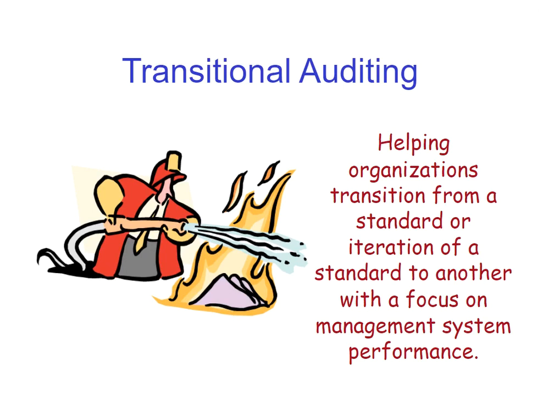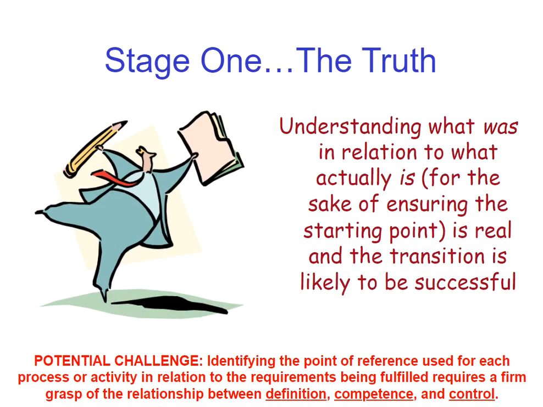So to help you work through this, I've broken this down into three different stages. The first one is stage one, known as the truth. Just like it says in the slide, understanding what was in relation to what actually is. Meaning that most of the time what happens is someone decides they're going to institute some form of change.